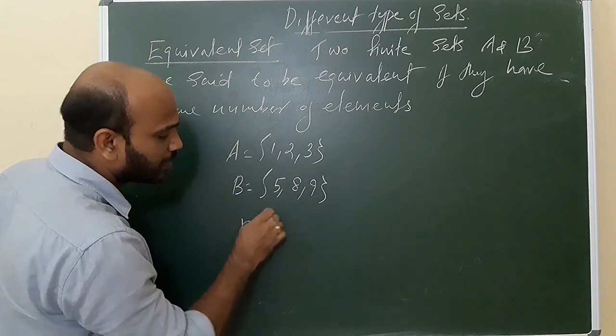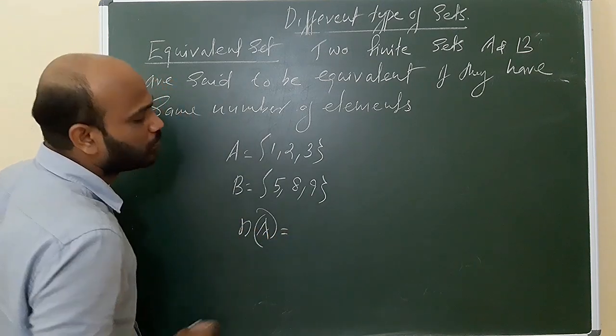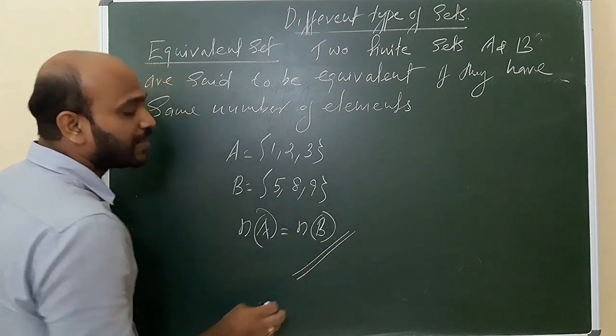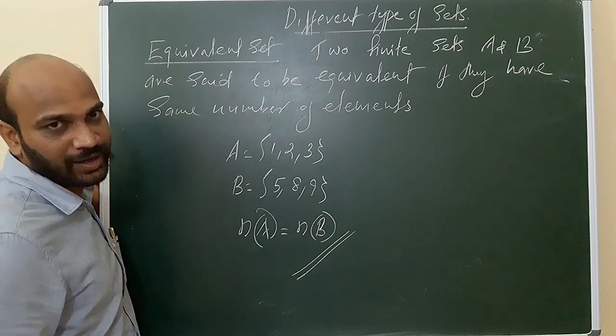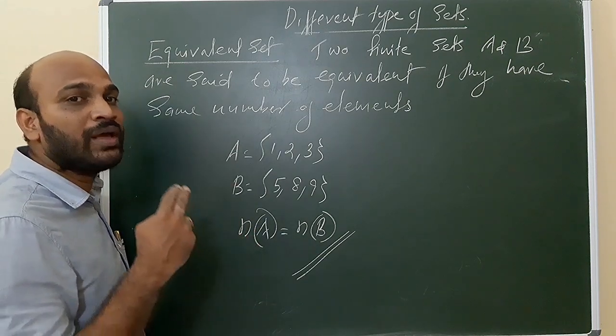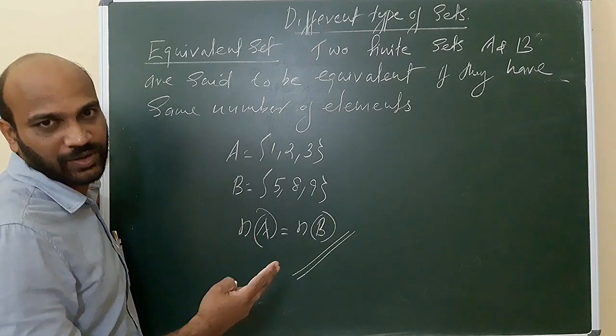n(A), the number of elements in A, should be equal to the number of elements in B. Then we can say that two sets are equivalent. All equal sets are equivalent, but all equivalent sets are not equal.